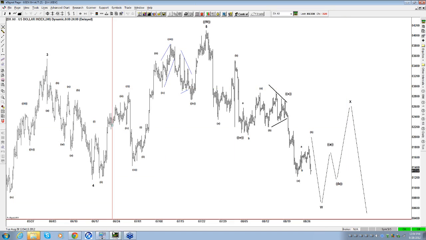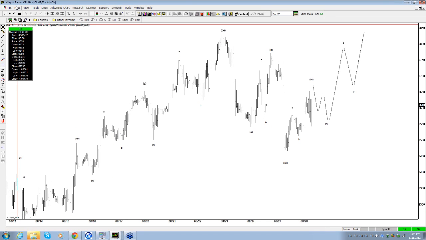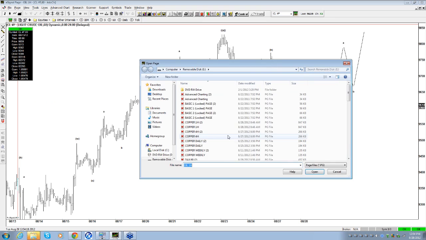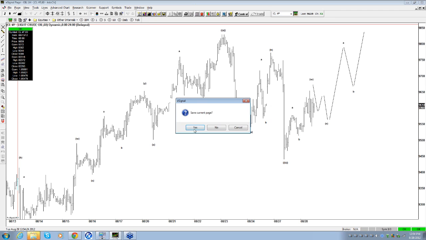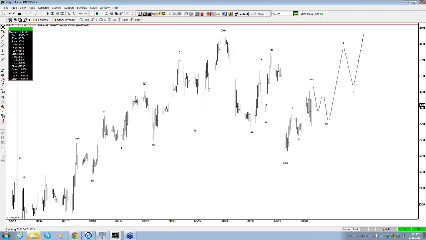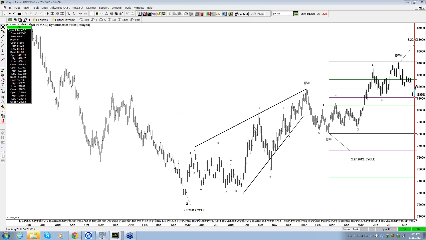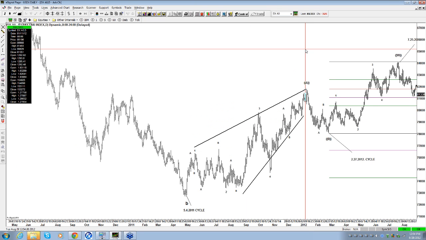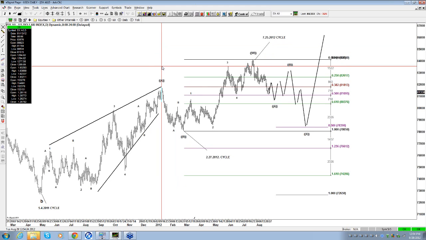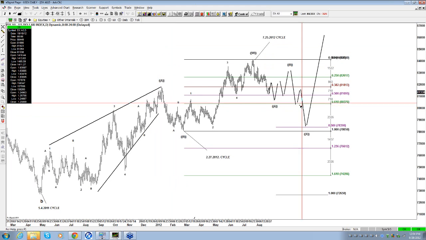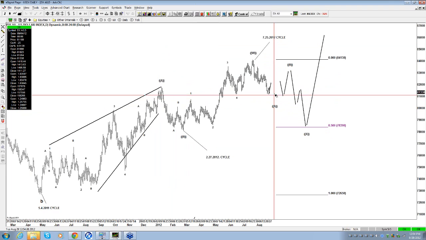And then if we take a look at the dollar in a bigger picture, like in the daily, we are favoring this idea, the idea of the double zigzag, right? We are favoring that idea. But the dollar can do something different.